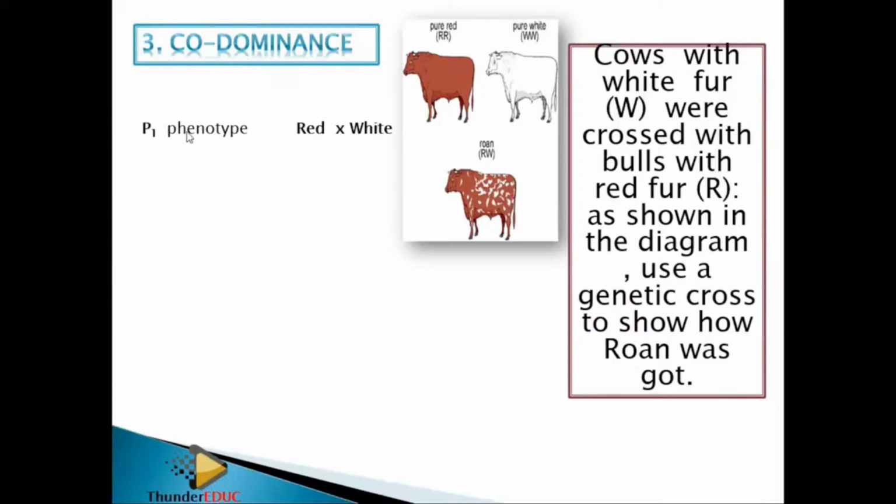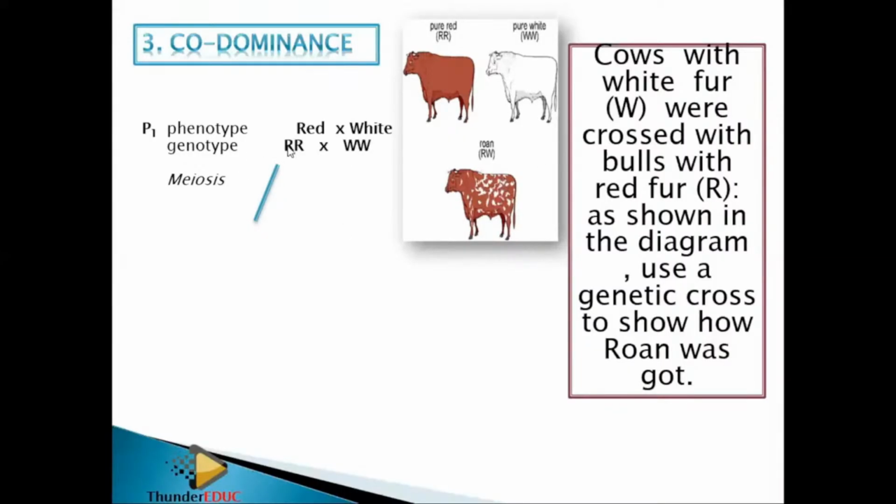So P1 phenotype, I have to look for it. Okay, white fur, so I say it's white fur crossed with red fur. So it means that red is crossing with white. Here they didn't talk about homozygous or heterozygous, but the word "roan" shows that it's a mixture. Roan means a mixture of two colors. So it shows that these two were homozygous, so that they gave rise to this roan.